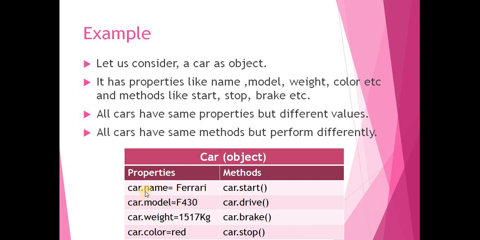However, the properties name, model, weight, color, they will be the same. Okay. Next, methods. car.start, car.drive, car.brake, car.stop. All these are methods. These are actions which can be performed on the object. One important thing you must note here is whenever you are writing properties, you do not include round brackets. So properties do not have round brackets, whereas methods have round brackets. Okay, please mark the difference.